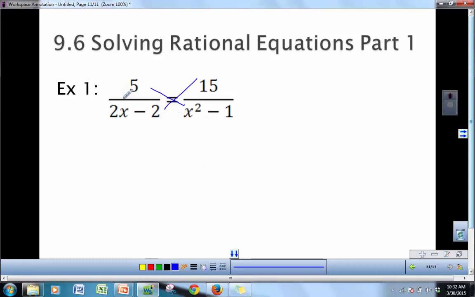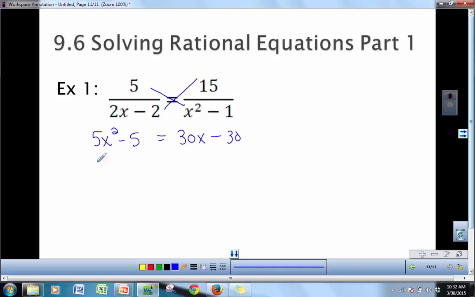So let's start with 5 times x squared subtract 1. That's going to give us 5x squared subtract 5. And when we multiply 15 times 2x subtract 2, we'll end up with 30x subtract 30. Remember, it's almost like you're distributing. The 15 needs to get multiplied into both terms. Same thing with the 5.